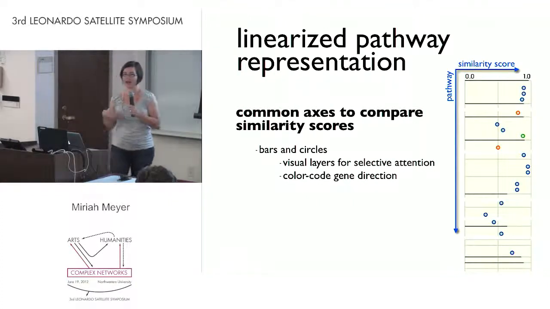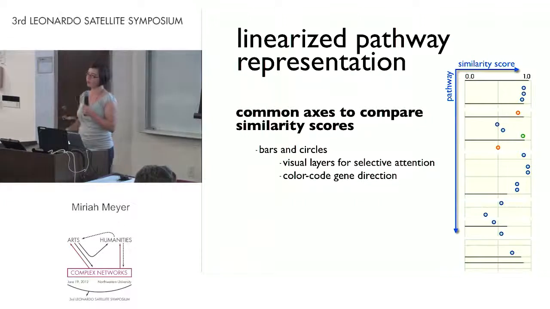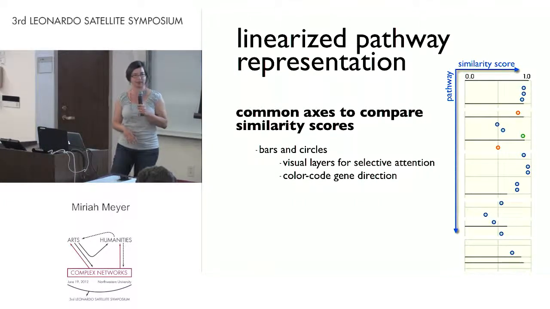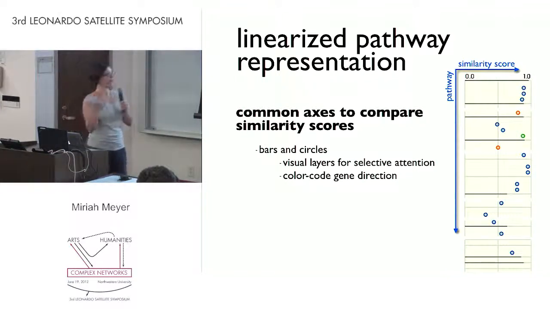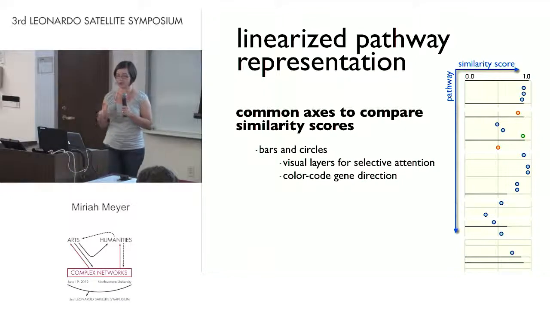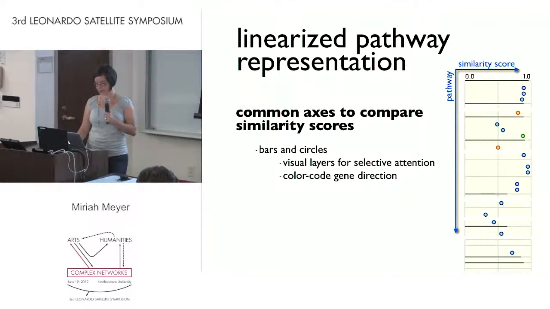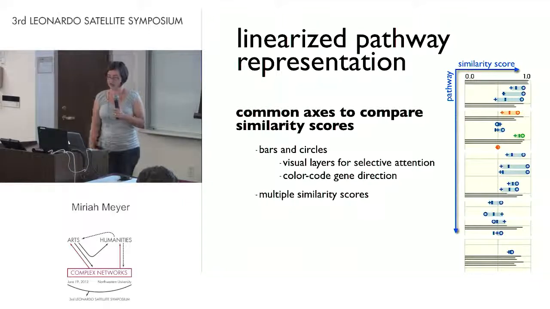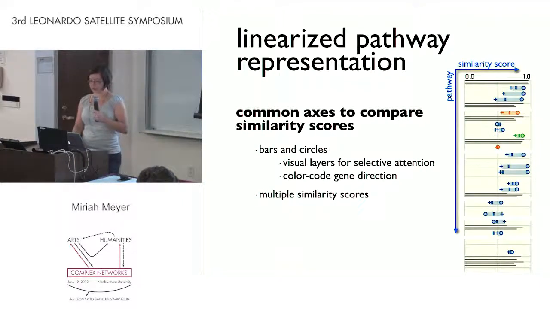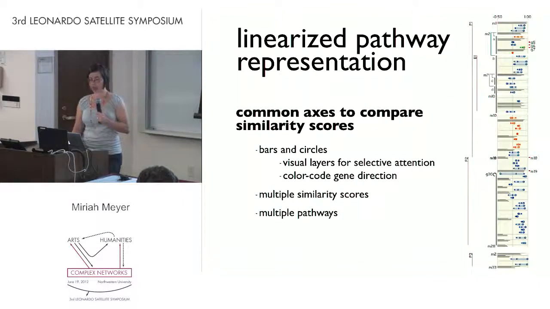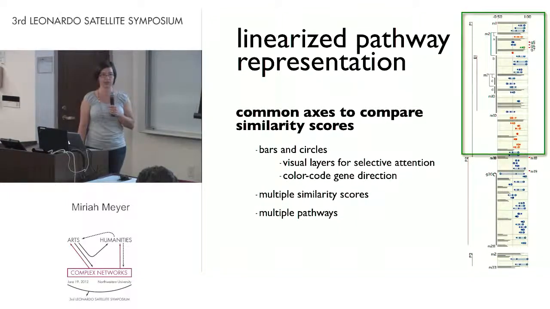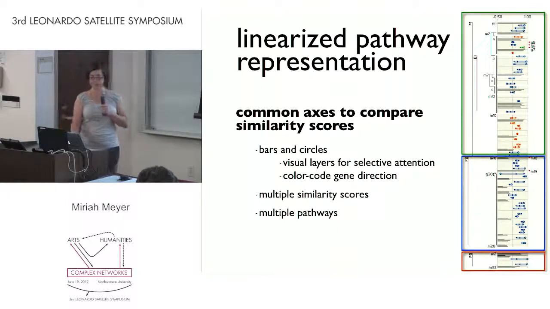And this was really because we had conversations with the group where some people were like, well, can you just have a button to get rid of the genes? And other people were like, oh, can you have a button to get rid of the metabolites? But we discovered that if we wanted to keep them both there, you can either focus on trends in the lines or focus on trends in the circles, but they're together for context. And then this also allowed us to use color to encode the direction of the genes. The common axis then also supported looking at multiple similarity scores at once, as well as multiple pathways. So we're actually looking at three different pathways in this view.